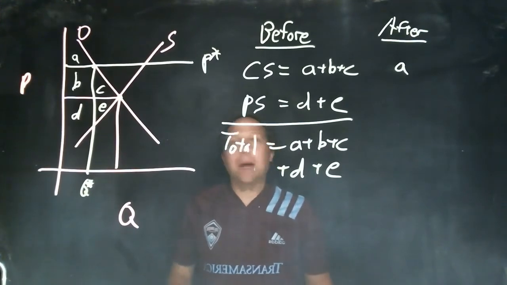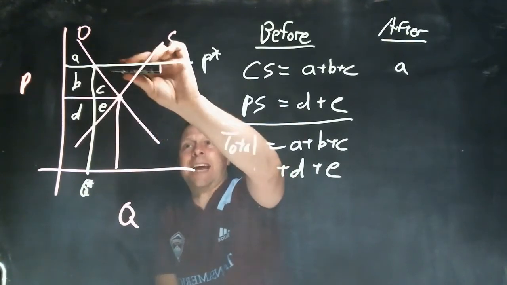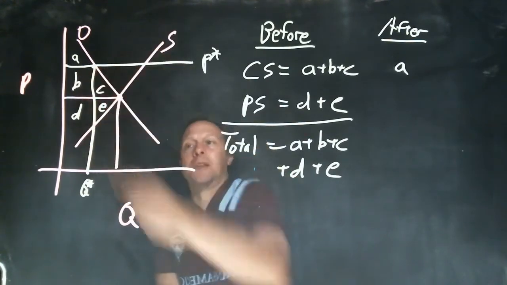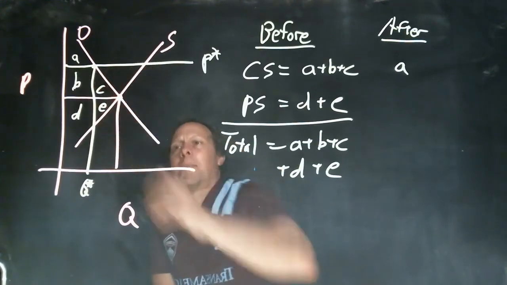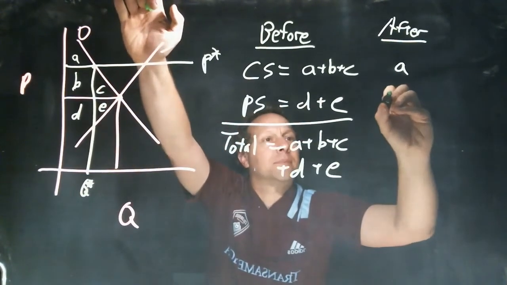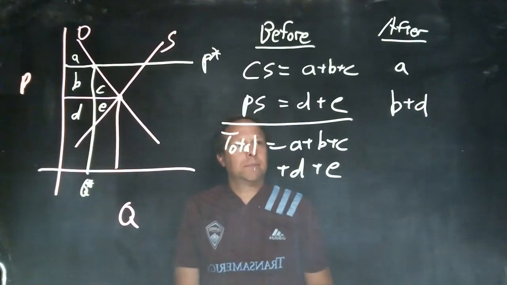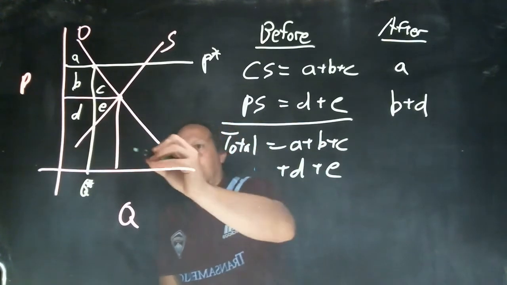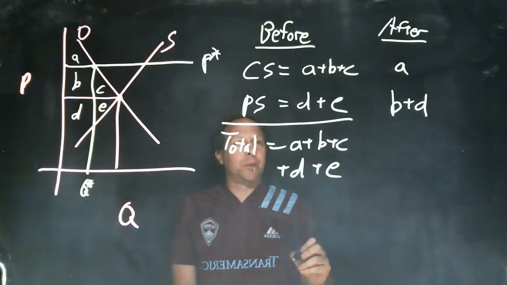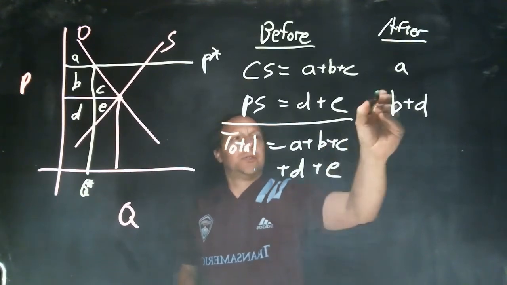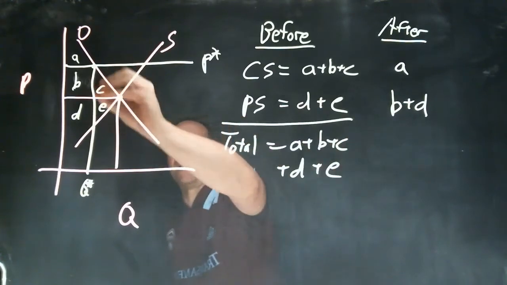Well, after a minimum wage is put on, what happens? Well, it's the area below the price and above the supply. So it's now this area here, B plus D. So look what's different here, right? So what is the gain to producers here, for the workers? Well, the workers gain this area B.